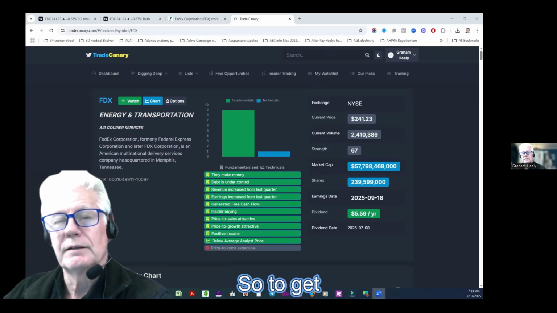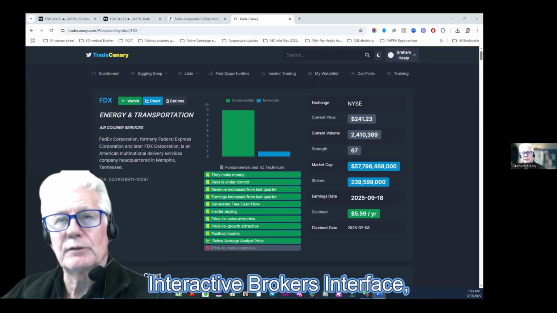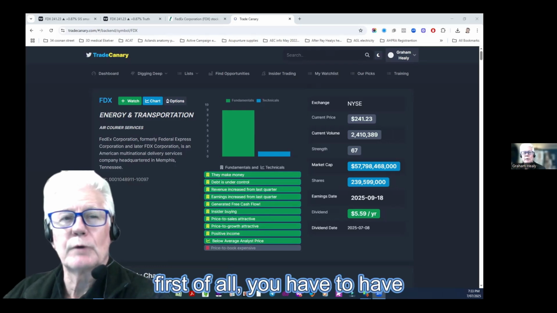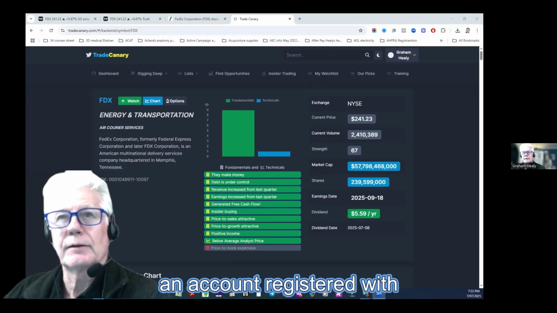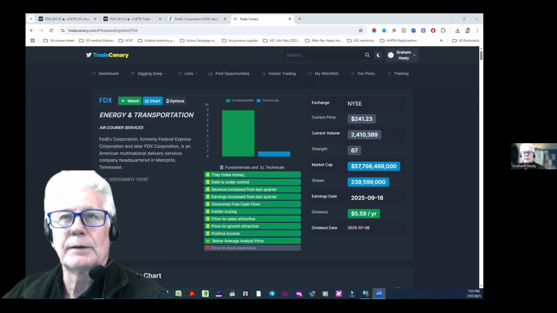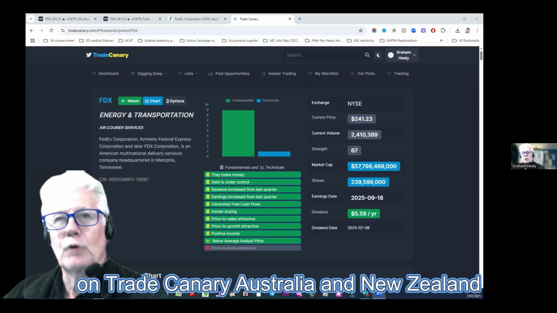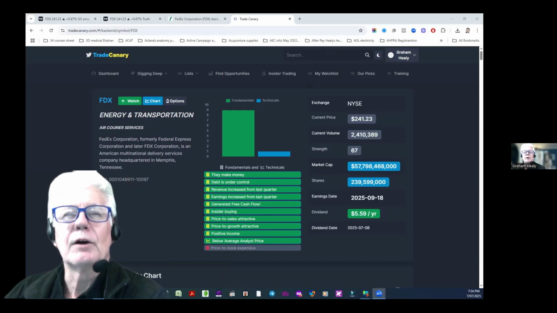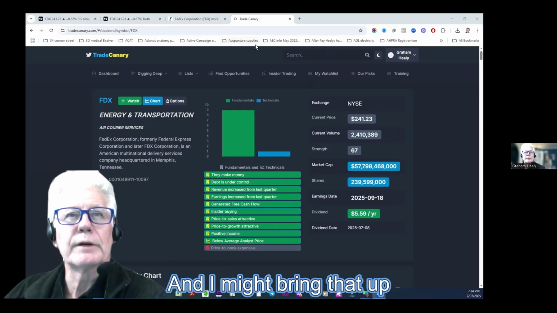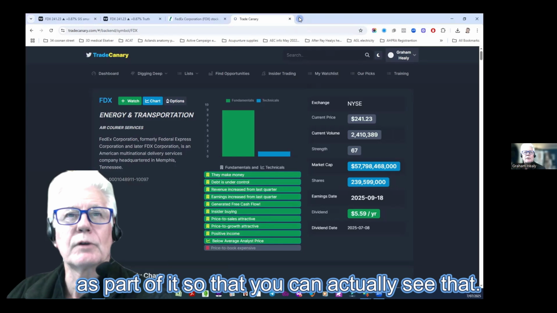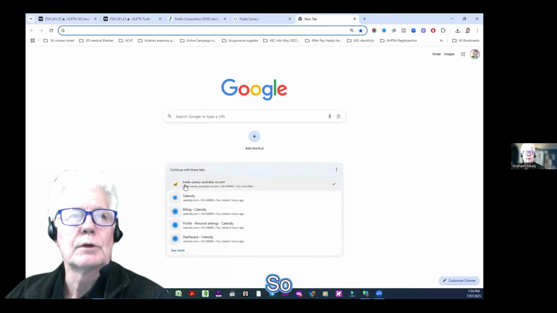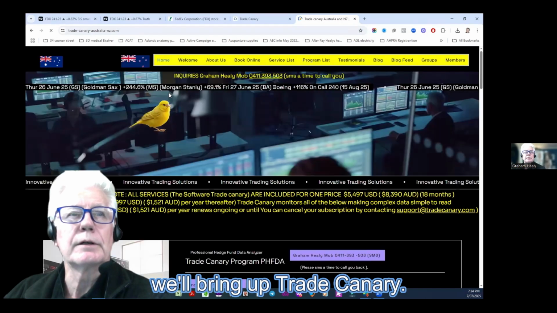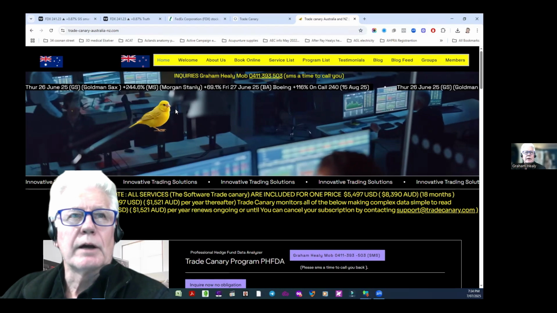So to get the Interactive Brokers interface, first of all, you have to have an account registered with Capital 19. Now, on Trade Canary Australia and New Zealand website, we've got all the links there, so you can have a look at that, and I might bring that up as part of it so that you can actually see that. So we'll bring up Trade Canary. Here we go. So here we are.